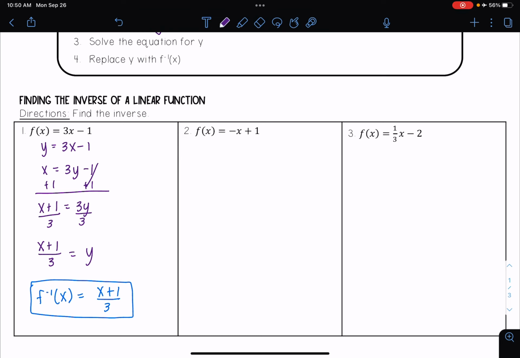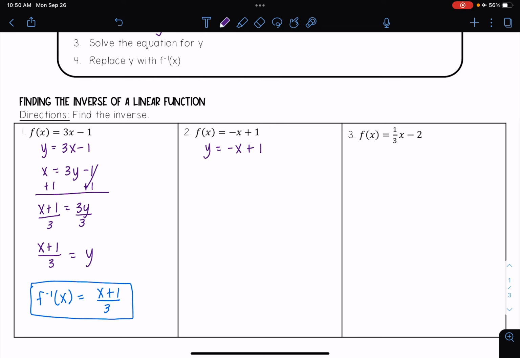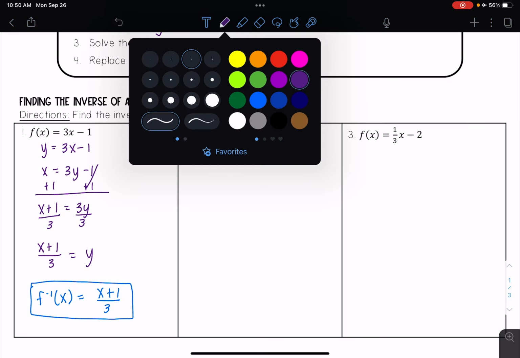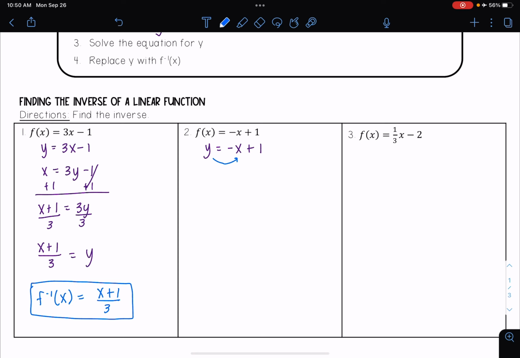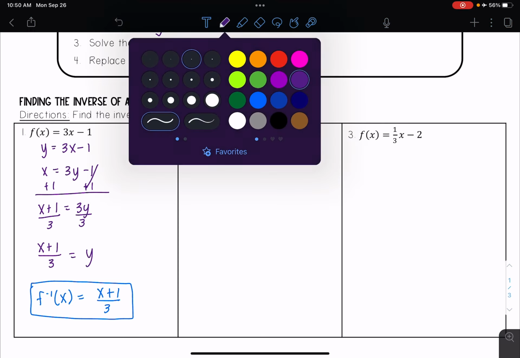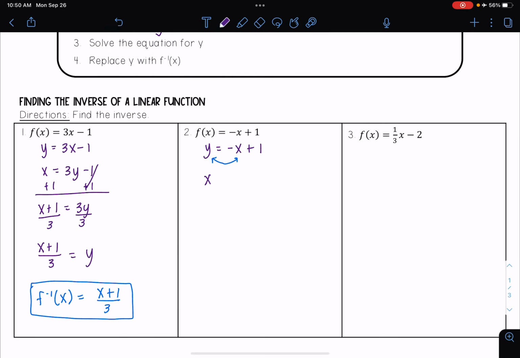So here I have f of x is equal to negative x plus 1. My first step is to replace f of x with y. So I get y is equal to negative x plus 1. Now I need to switch my x and y, have those switch places. And so when I do that, I get that x now is equal to negative y plus 1.